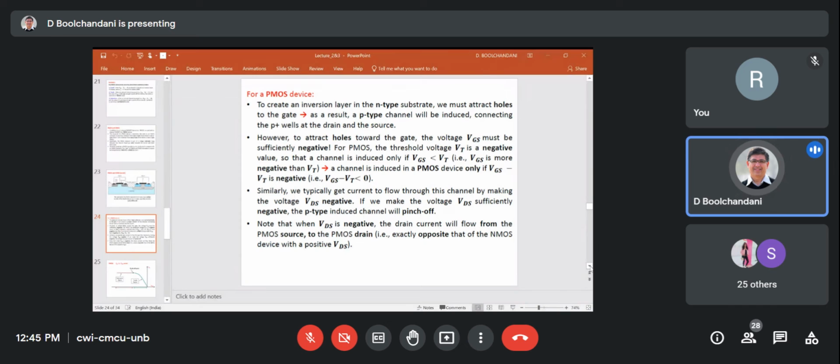To create an inversion layer in the N-type substrate, we must attract holes to the gate. As a result, the P-type channel will be induced, connecting the P-type drain and source. However, to attract holes towards the gate, the voltage VGS must be sufficiently negative. So for Pmos, the threshold voltage is a negative value, so that the channel is induced only if VGS is less than the threshold voltage. That is, VGS is more negative than VT. A channel is induced in the Pmos device, right? Only if VGS minus VT is less than 0.